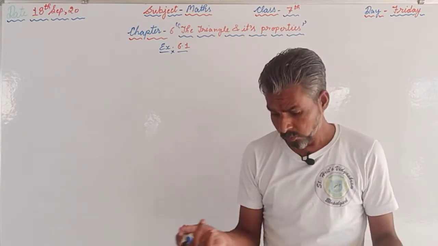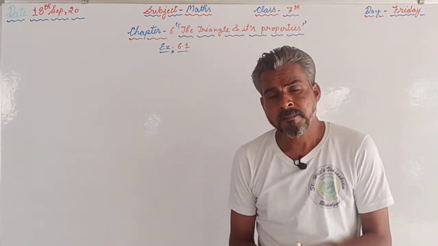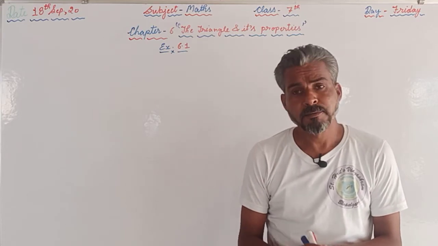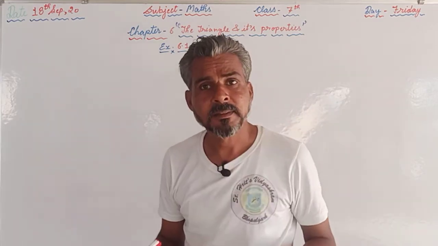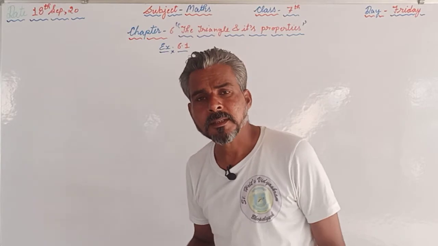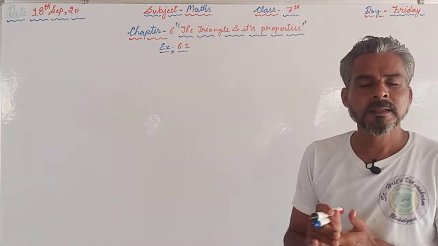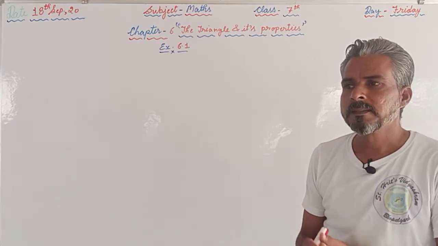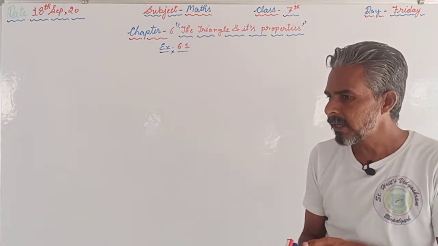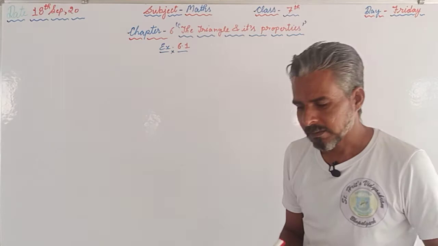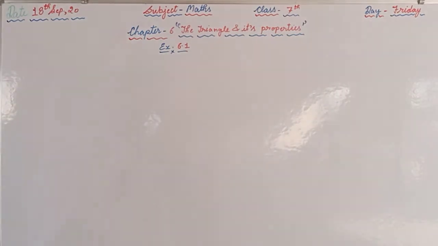And as you all know, yesterday we started a new chapter. We have not started the exercise. We explained only some of the terms which we are supposed to use in this chapter, and the name of the chapter is the triangle and its properties. That is chapter number 6 of your textbook. So today we will start the exercise, that is exercise 6.1.